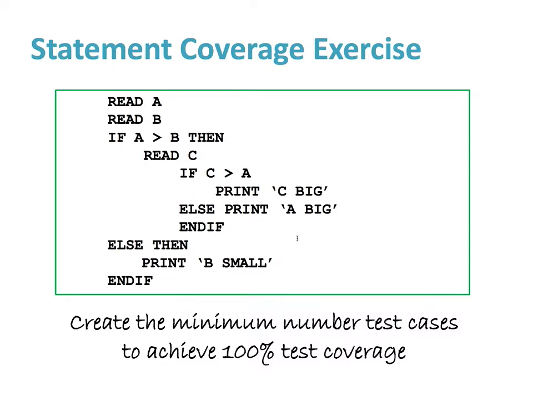Okay, so this is a bit of an exercise I want you guys to do. And remember, your objective here is to, first of all, plot this out as a flowchart. And then you want to look at that flowchart and create the minimum number of test cases you need to achieve 100% test coverage. So I'm going to be quiet for about 5 seconds. Good chance for you guys to pause the video, give this a go, and I'll pick up in a moment or two.